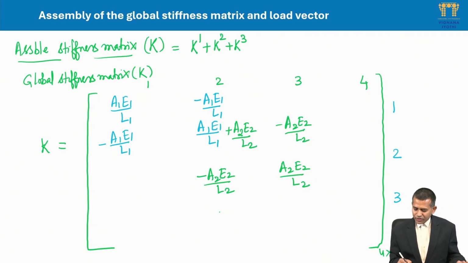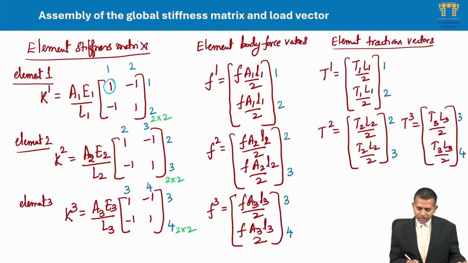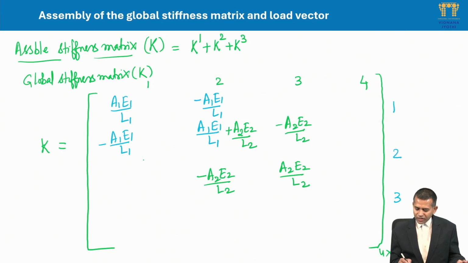Right, if you can see 2 by 3 and 3 by 3, 2 by 2. So that's where you are getting all these values. Second column, third column, second row, third row, you have to fit all these values in. And if you observe here, A1 E1 by L1 plus A2 E2 by L2, that is happening at node 2.